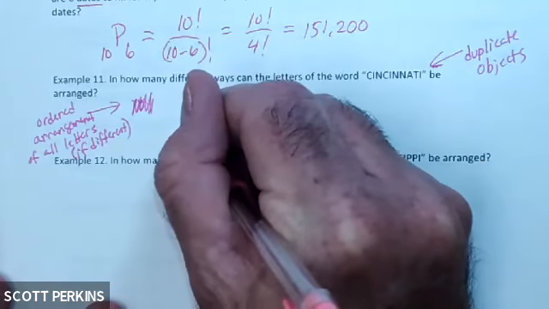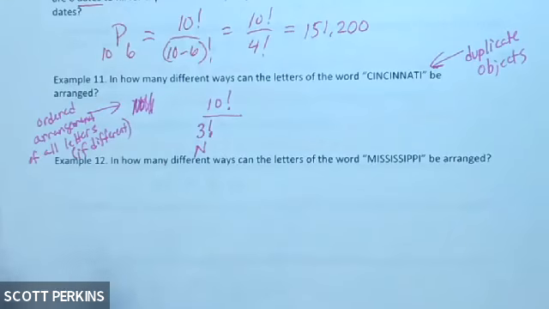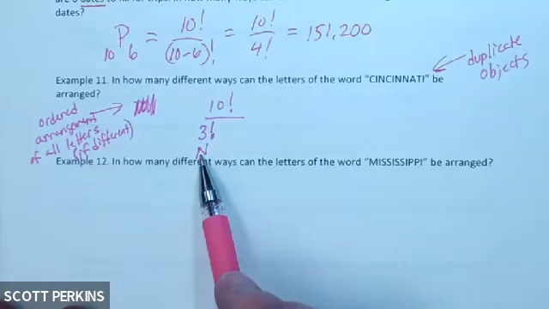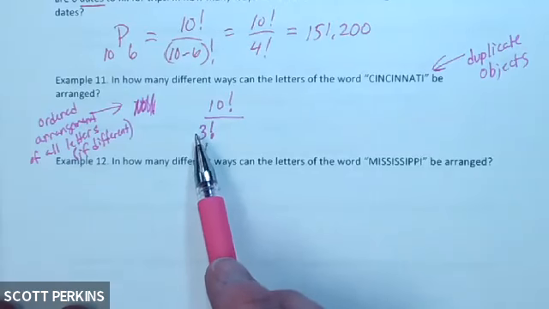And I'm going to put underneath it the letter N. You don't have to do that, I'm just doing that for your notes later. This is the ordered arrangement of the 3 N's, so we're dividing by that.